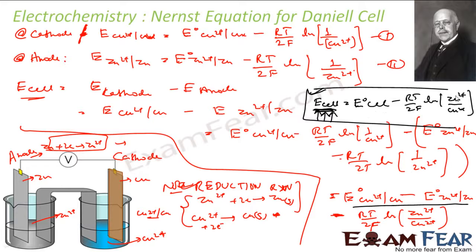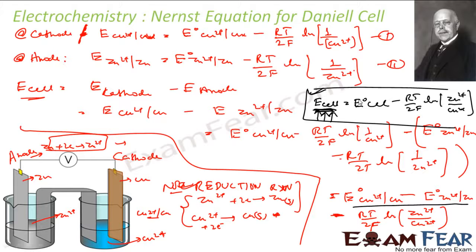But if the value is different, if you increase the concentration of zinc, the E cell will decrease. Why? Because if you increase the concentration of zinc, the whole value will increase, and there is a negative sign here. If you increase the concentration of copper, this whole value will decrease, and there is a negative sign, negative, negative, positive. That means E cell will increase. Correct? So that is my Nernst equation for the Daniell cell.